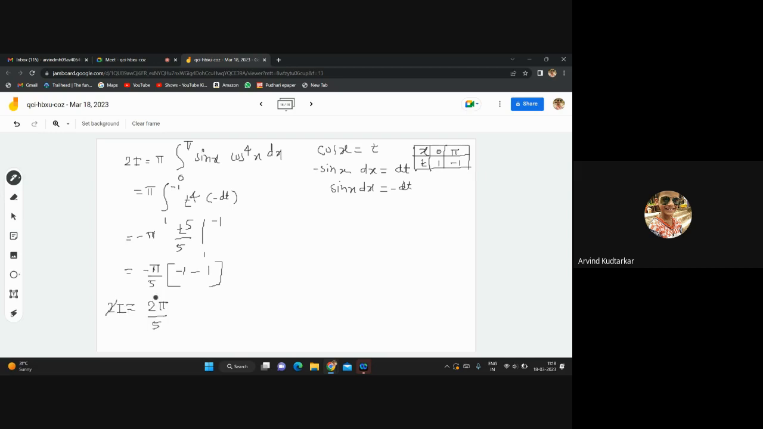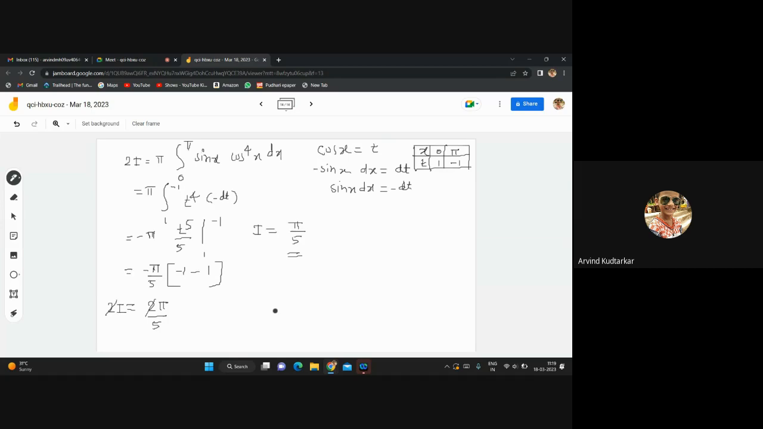So 2 and this 2, you will get pi upon 5. For that you need to practice. So there is a need to practice various types of results, various types of examples along with their different results in integration. And once you know their results in integration, you can get their solution.